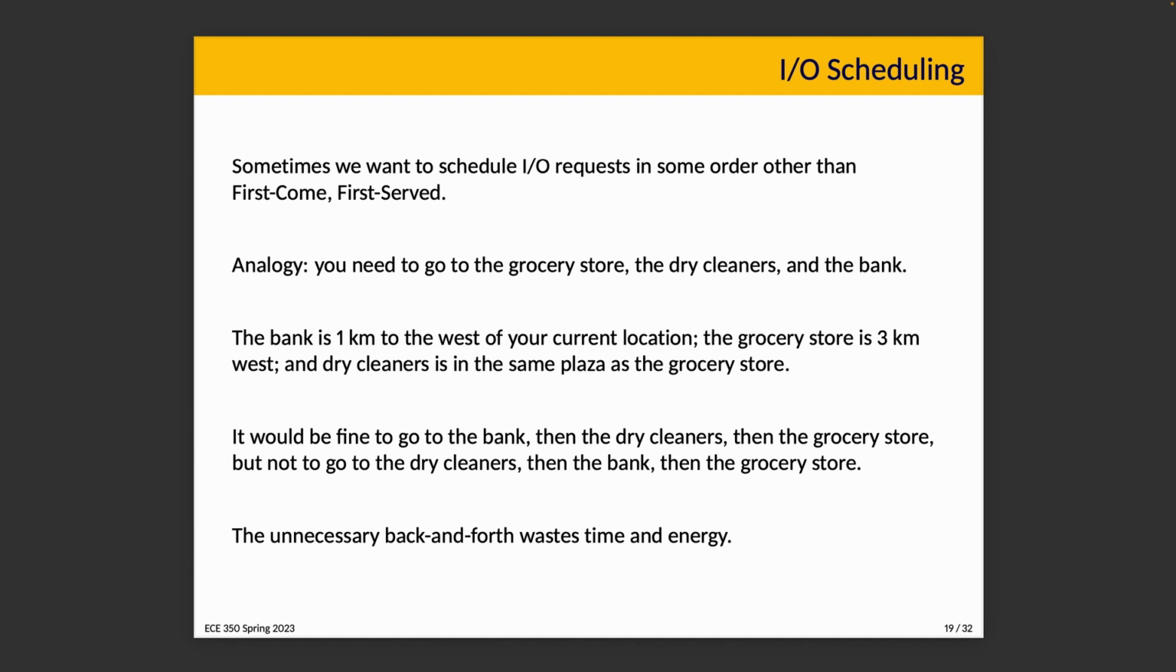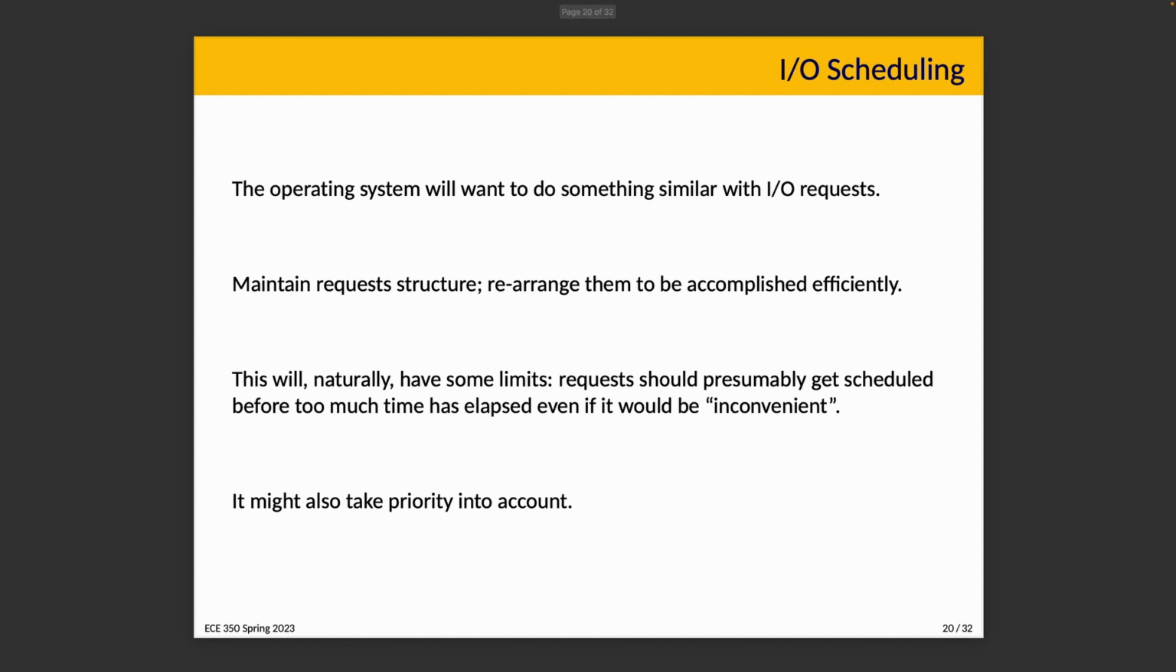To make that happen, the operating system has to have some idea of what the I/O requests are, so it knows what requests are outstanding, and then it can try to reorder them in a way that is more efficient than they would be if it was just first come, first serve. Such a process has to have a limit. We can't delay doing a request forever because it would be too inconvenient. There are some chores that you just can't skip. Do I want to pay my taxes? No. Can I procrastinate that forever? Also no.